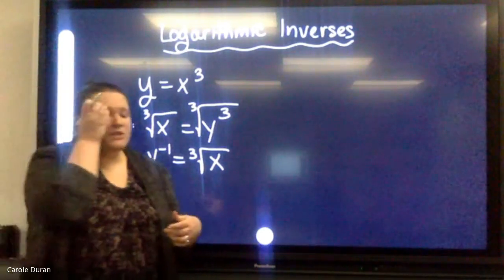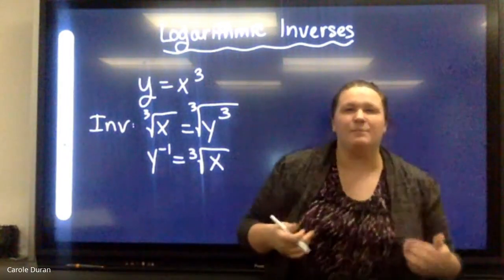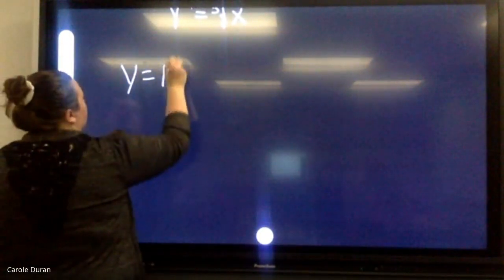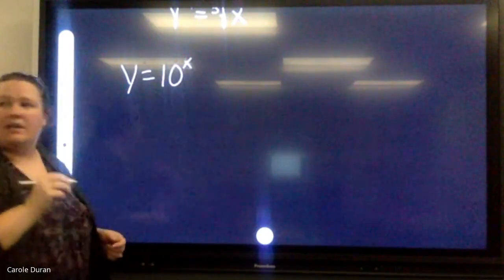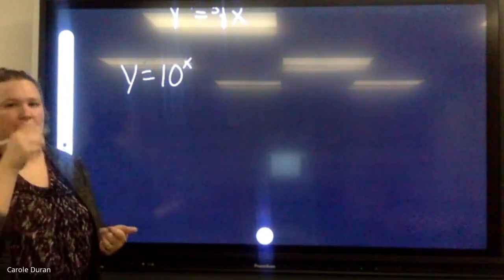Just like normal functions, our logarithmic functions also have inverses. In fact, they have very specific inverses. So when I'm talking about a log inverse, that's what we call an inverse, y negative 1. It's not y to the negative 1 power, it's just y negative 1.